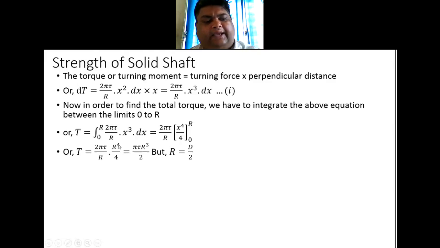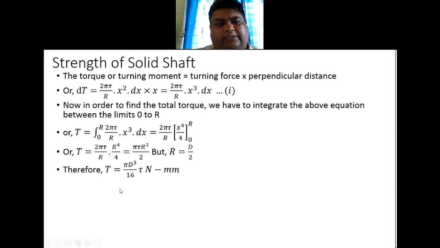This r gets cancelled, and what remains is, and 1 2 gets cancelled here, so pi tau r cubed by 2. Now r is actually d by 2, so I'm substituting this here. So this will be d cubed by 8. So 8 into 2 will be 16. So the torque transmitted by a solid shaft is pi d cubed by 16 into tau Newton mm, where tau is the permissible shear stress.